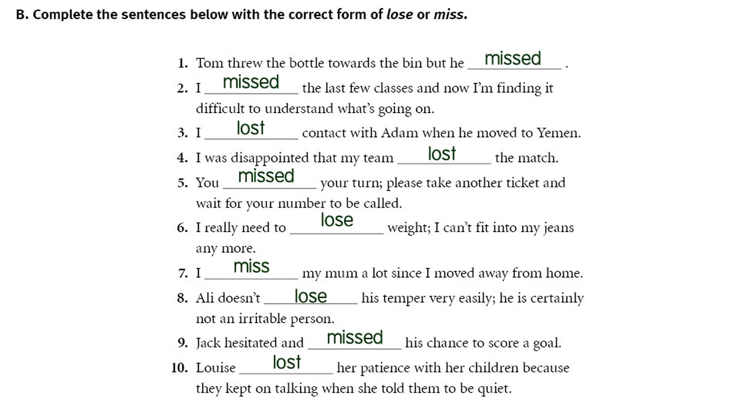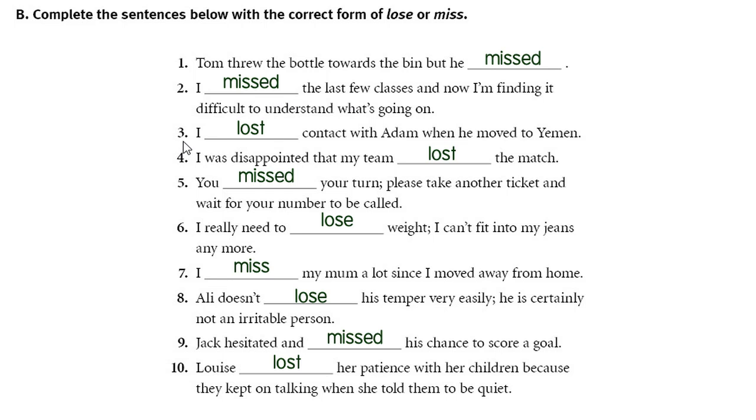Answers. 1. Tom threw the bottle towards the bin but he missed. رمى القنينة باتجاه الزبالة ولكنه لم يصب الرمية. missed وهنا ماض بسيط لأن ما قبلها أيضا ماضي. Number 2. I missed the last few classes and now I'm finding it difficult to understand what's going on. الآن أيضا سياق ماضي وفوت الدروس فلذلك أيضا استخدمنا missed.